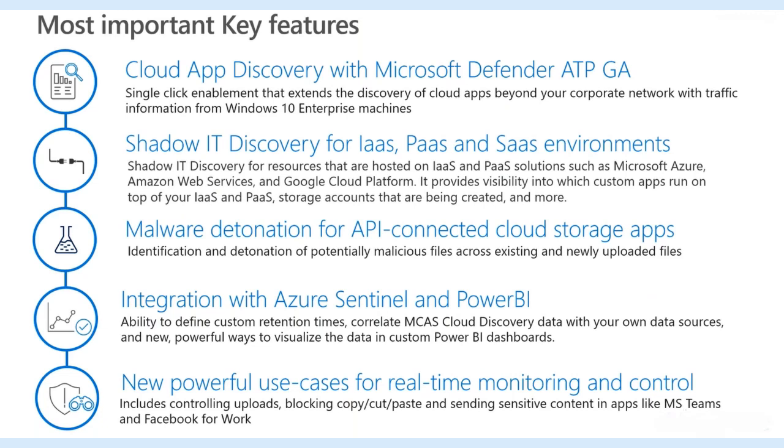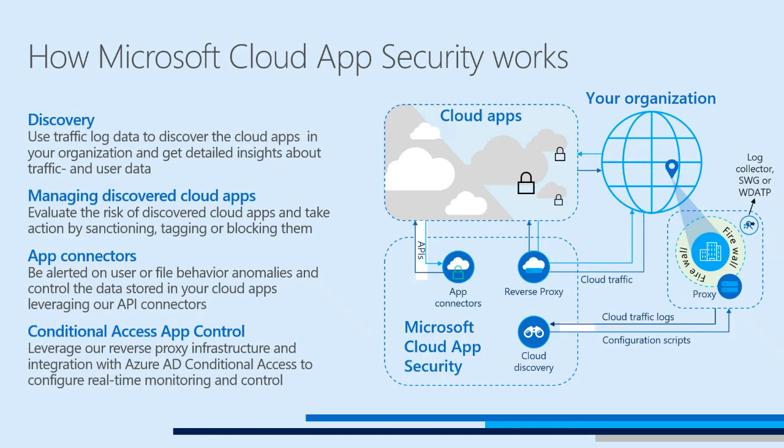So if I take you to the architecture, how it will work at a high level, in the diagram we have the Microsoft Cloud App Security, and on top we have the cloud applications, which can be connected via APIs, or we call them app connectors. Then in your office environment, you will be having your firewalls or proxies. So we can connect to those devices and retrieve the logs in a periodic manner.